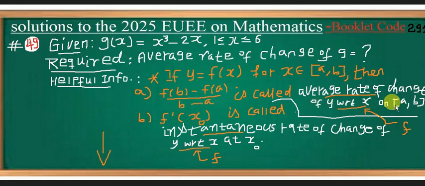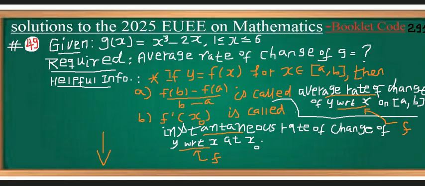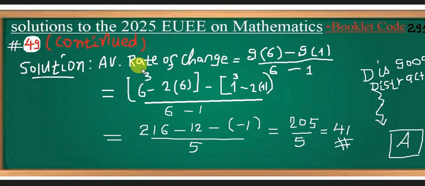This is the formula for calculating the average rate of change. We want the one on A. So let us apply the formula on A to get the result, where the given function is x cubed minus 2x. So let us evaluate x cubed at 6 and at 1 and take the difference. 6 cubed minus 2 times 6. If we evaluate the function at 1, we get 1 cubed minus 2 times 1.